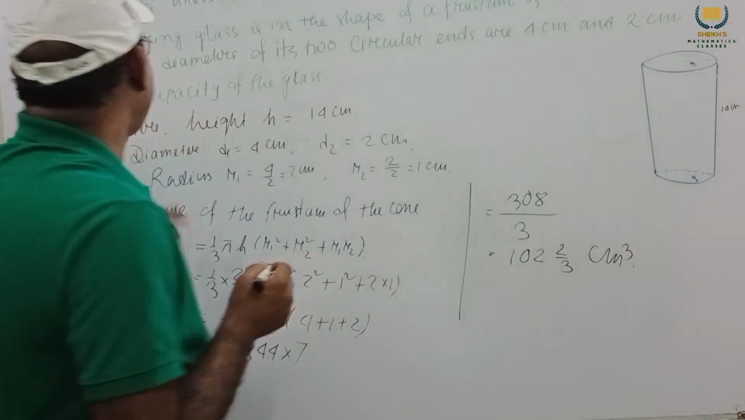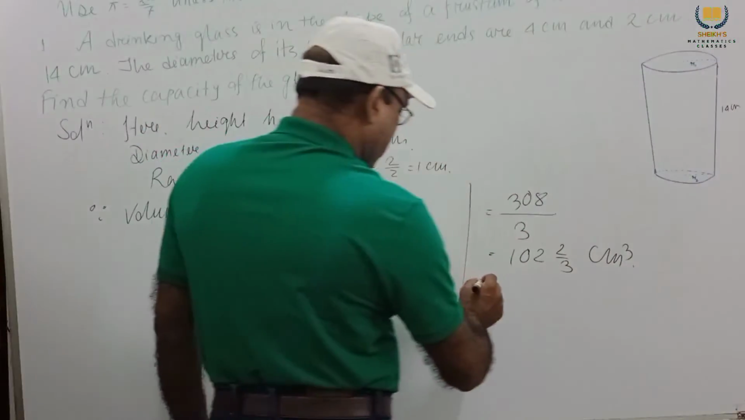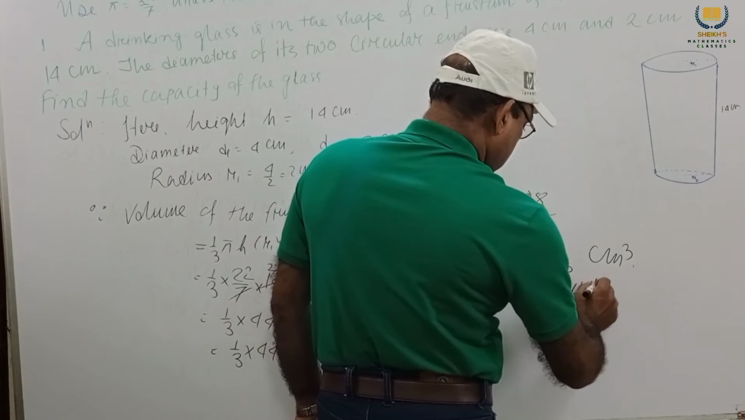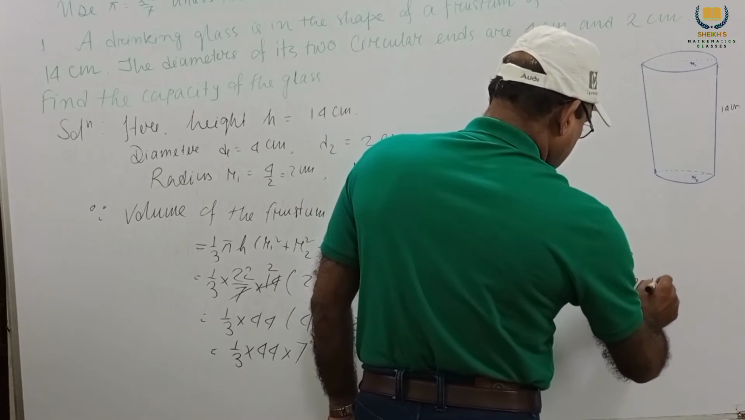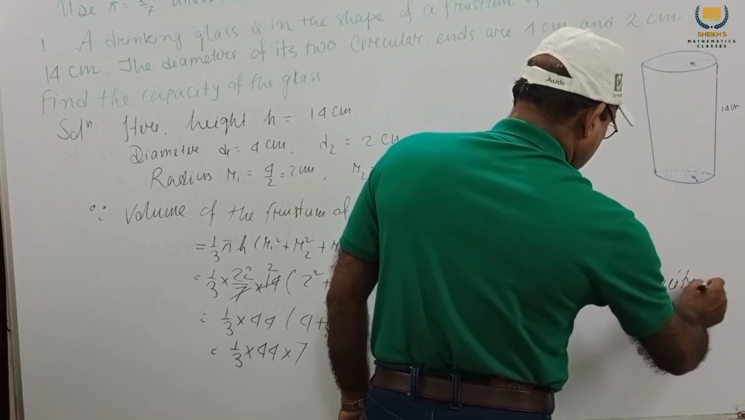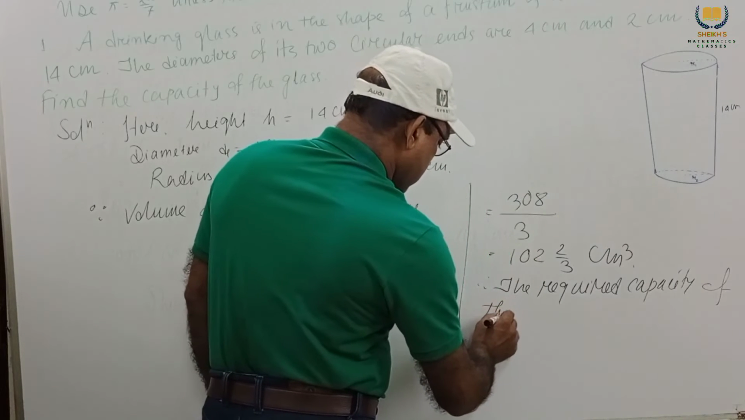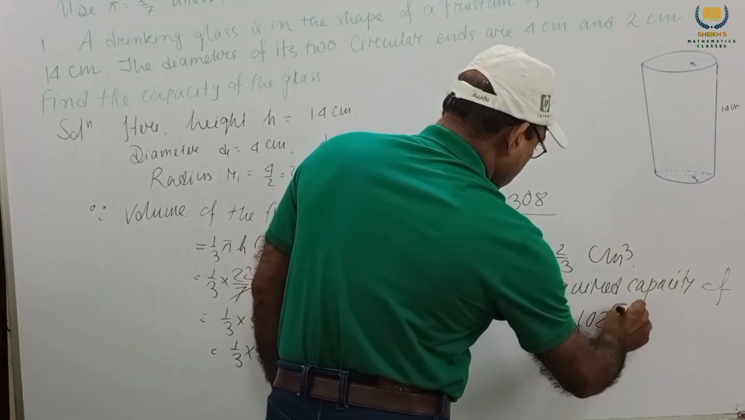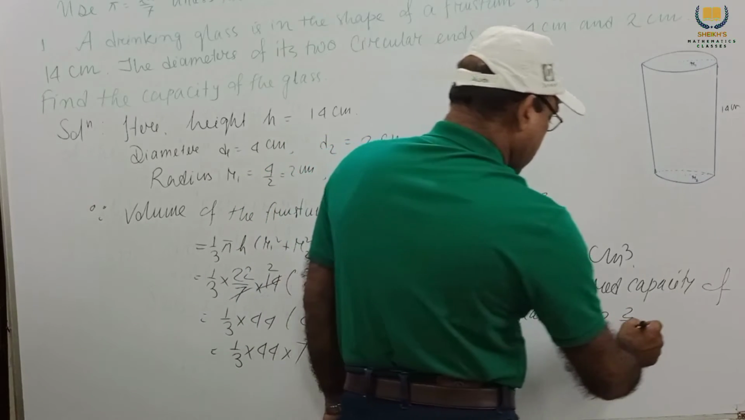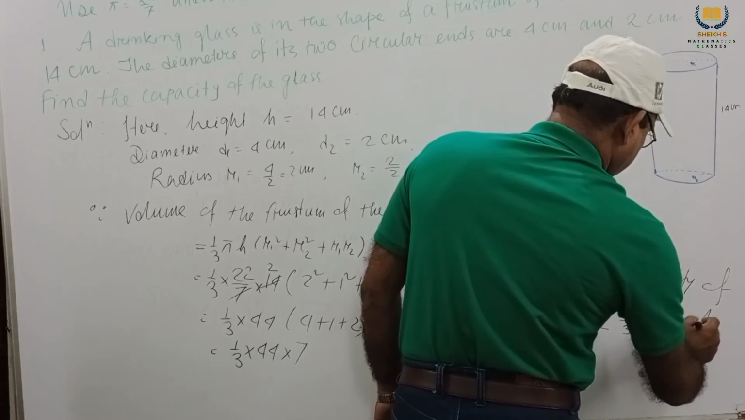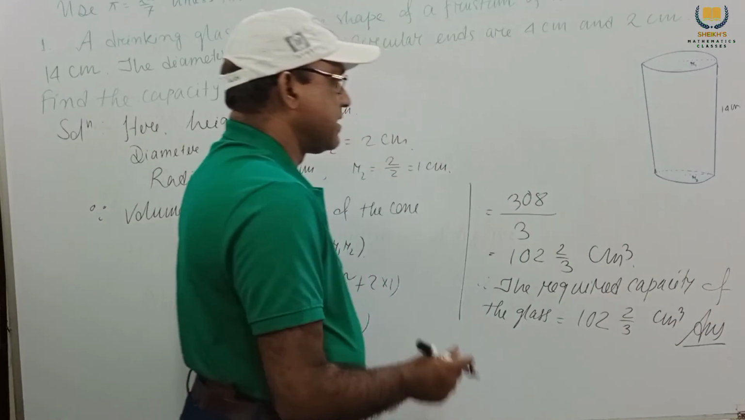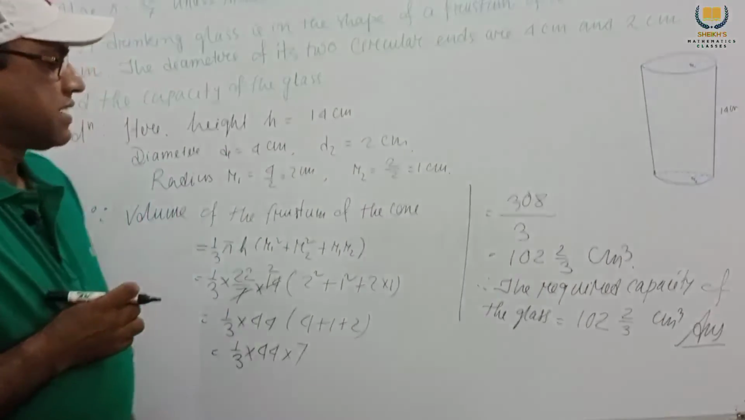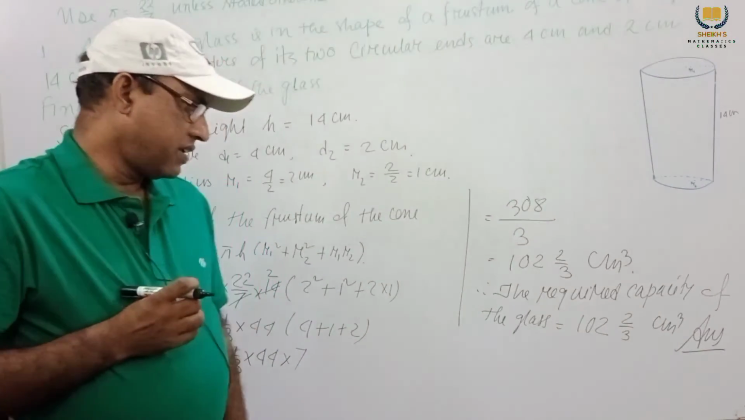So we have to find the capacity of the glass. Therefore, the required capacity of the glass is equal to 102 2 by 3 centimeter cube. This is our answer. So very nice solution, very easy. So the answer is 102 2 by 3 centimeter cube.